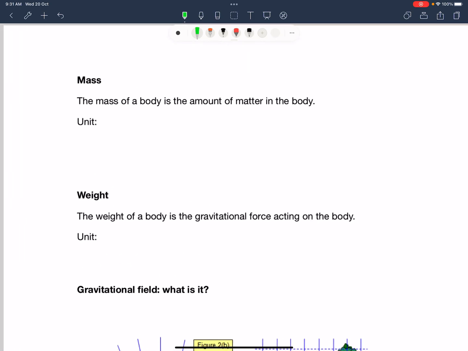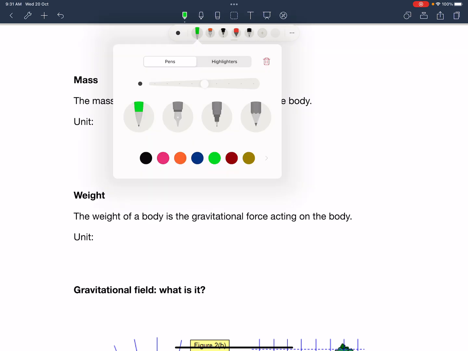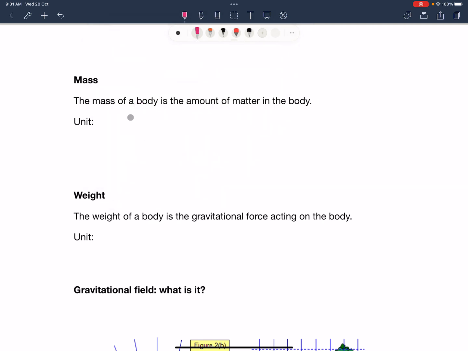Now, for mass, mass is defined as the amount of matter in the body. Matter refers to the atoms, molecules, and so on and so forth. The unit for mass is kilogram. Other units could be gram, and of course the other prefixes are also possible, such as milligram, the prefixes that you have learned in term 1.